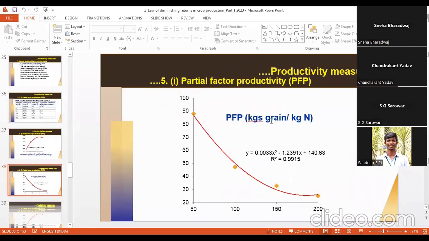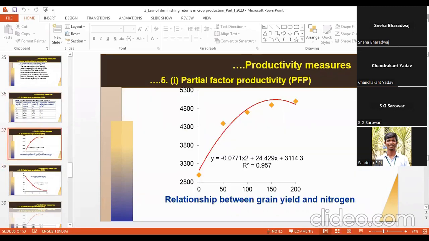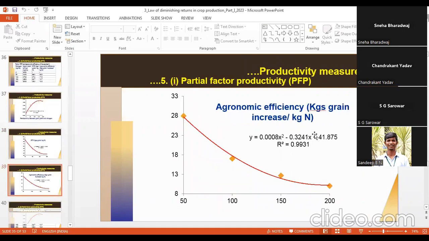Then you can see partial factor productivity. The data you got here, 88, 47, 32, can be plotted against 50, 100, 150, and 200. So you get a graph like this. It means partial factor productivity is decreasing as you are increasing the levels of input. Similarly, agronomic efficiency is also decreasing as you are increasing the level of input.